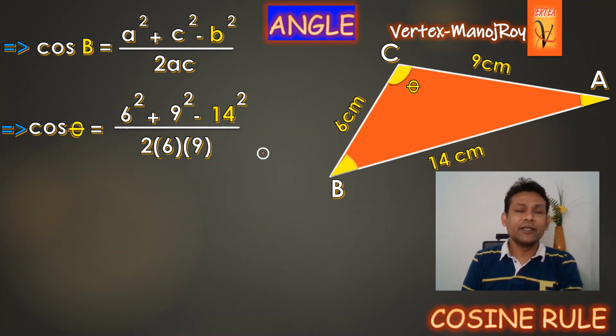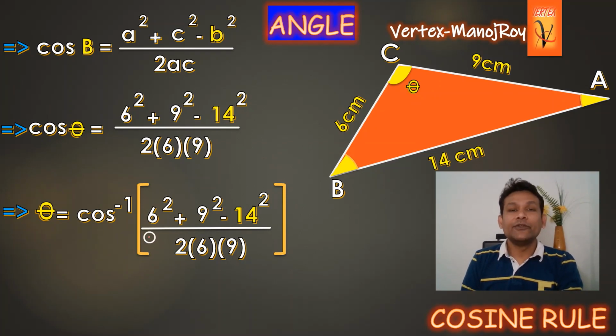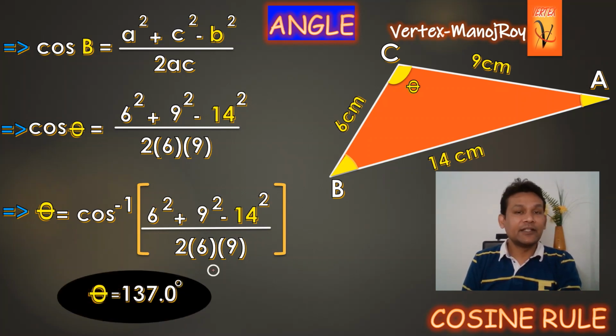One most important thing here: when you use the calculator, please put the value in this way, or you can use brackets for each side. Now, when I find theta, it will be cos inverse of the whole value. When you substitute, it's very important that your calculator should be in degree mode, not in radian mode. Degree mode, okay? Then theta will be 137.0 degrees, and that's your result to find the angle.